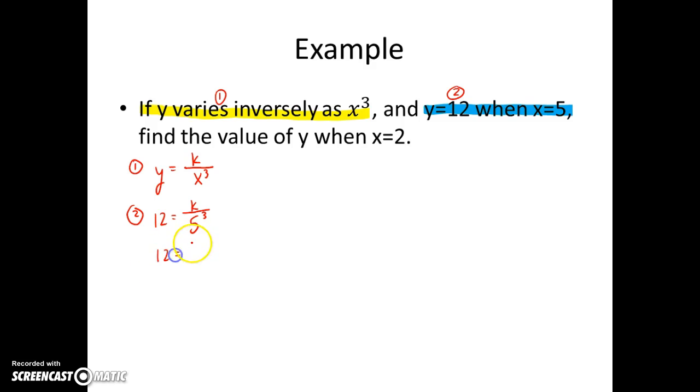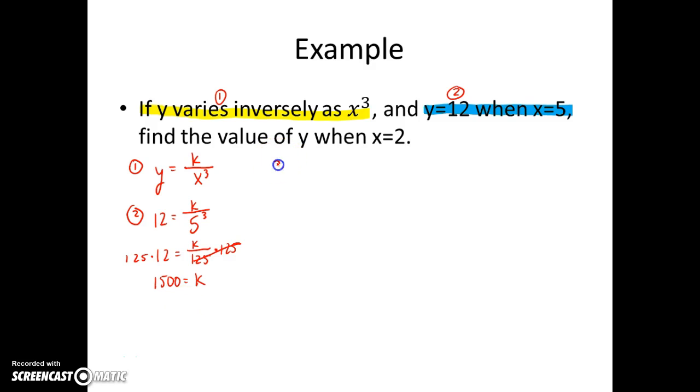I've got 12 equals k divided by 5 times 5 times 5 is 125. Now I need to get rid of the denominator, so since I'm dividing, I will always multiply by that. So I multiply both sides by 125, so this is just algebra skills. And 125 times 12 is 1500. So my k is 1500.